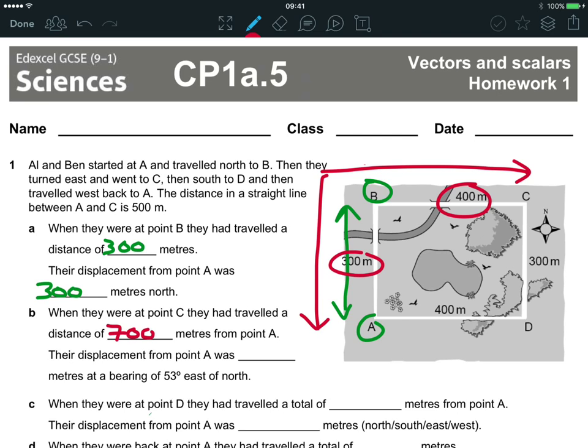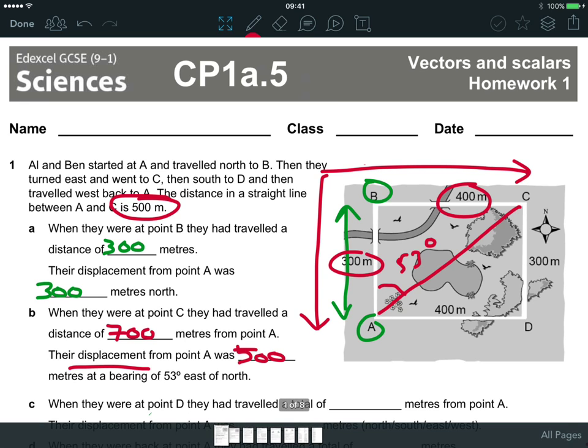But what is their displacement from point A? Okay, so their displacement at this point, and the bearing is 53 degrees north of east, so that's 53 degrees. Don't worry about where they got that from, do that later. What is that displacement? Well, they've told us that actually the displacement is 500 metres. That's contained within the question. They're not expecting you to do any calculations here.